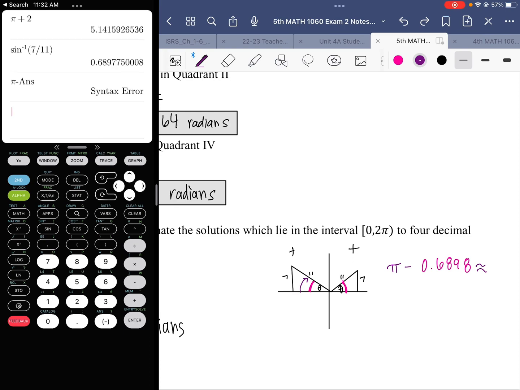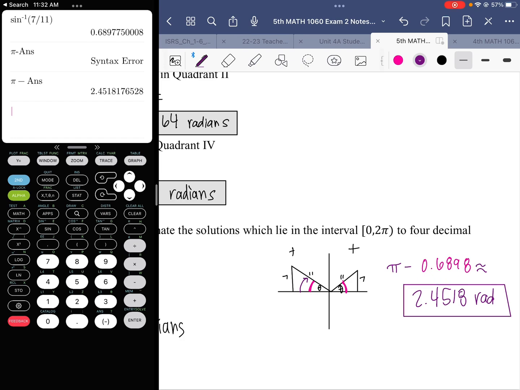What do you mean syntax error? Oh, I did negative, no wonder. There we go. So it's about 2.4518 radians for this other one.